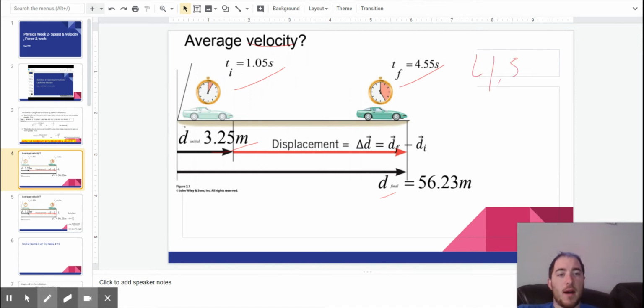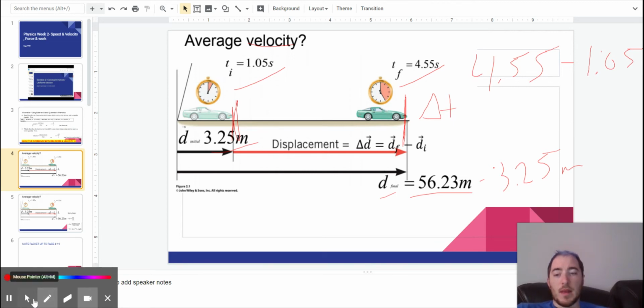So 4.55 subtract 1.05. Okay, that's going to be your overall time. That's going to be your change in time. And your change in distance: it ends at 56.23, but you'll notice that it's measuring from the front of the car and the car is 3.25 meters long. So we need to subtract 3.25 meters. And when you're doing this, it's important to do that to make sure that you have the proper change.